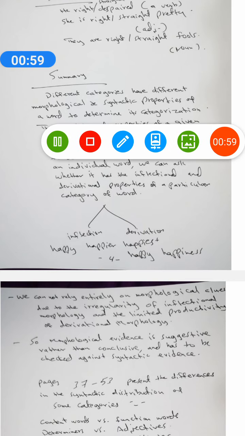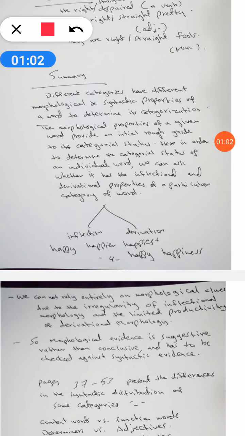There is an important point here that you have to notice. The morphological properties of a given word provide only an initial and rough guide. So we cannot depend entirely on the morphological criterion or properties of a word because of the irregularities and the complications that we have studied regarding the inflectional criterion. So we have to support our analysis or our categorization by going to the syntactic one.